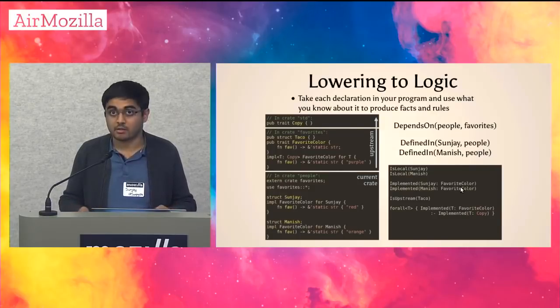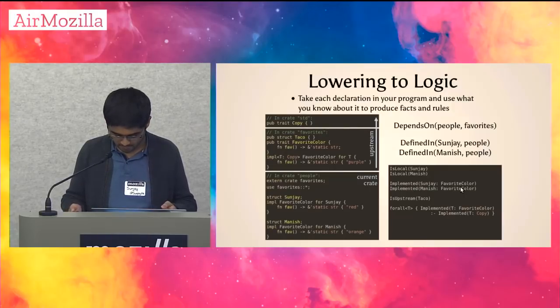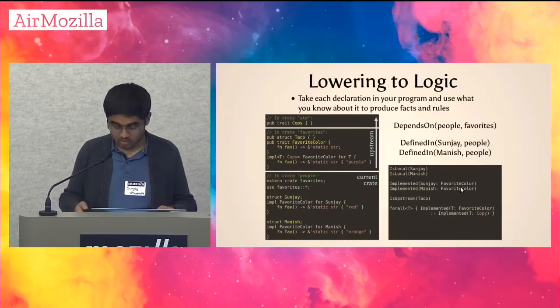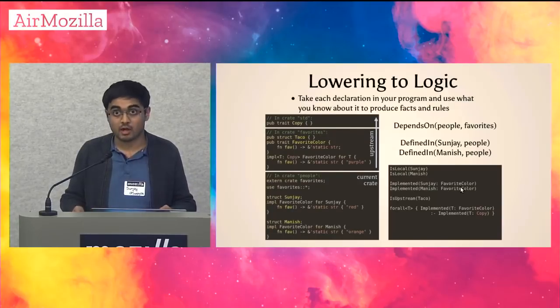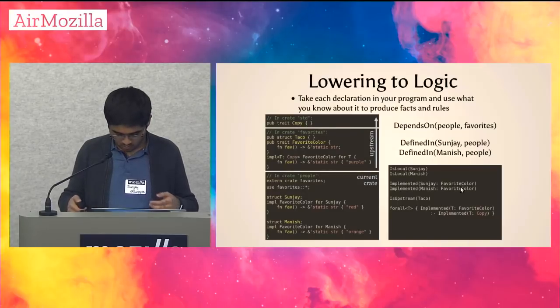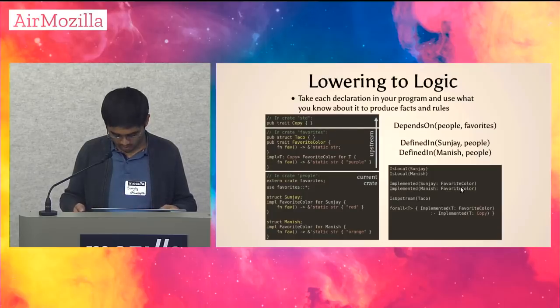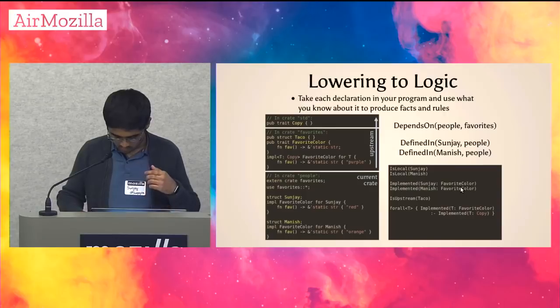I've filtered out some of the facts that aren't relevant to what we're about to talk about next, but you can probably see where most of this information is coming from. I mentioned that we're currently compiling the people crate, so the Sunjay and Manish types are local to the current crate. Chalk represents this by lowering these two structs into two facts using the isLocal predicate. We lower the two implementations of the favorite color trait by adding two facts using the implemented predicate. The taco type, which is defined in the crate that the current crate, the people crate, depends on, is an upstream type. We can lower it to represent that with a fact that uses the isUpstream predicate.